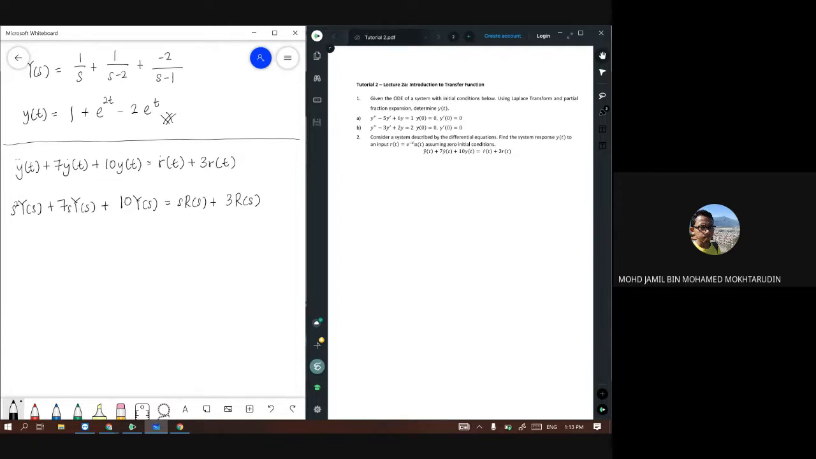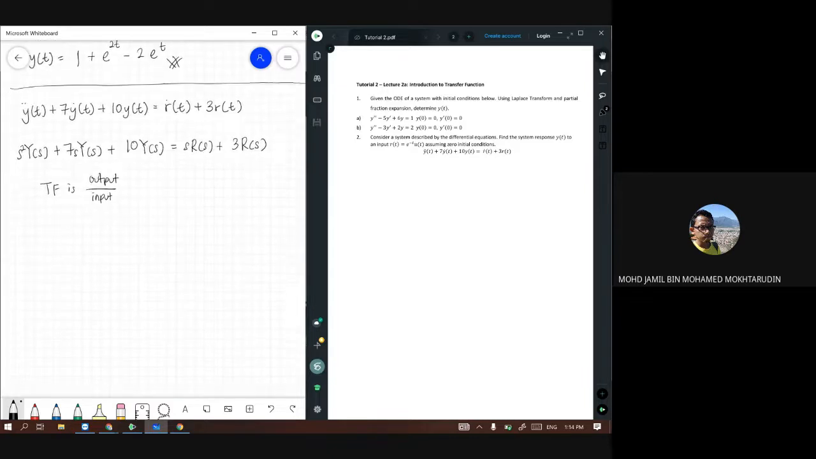So first thing, after that, we need to rearrange them to find the transfer function. The transfer function is output over input. Here the input is R, given in the question, and Y is the output. So we need to rearrange the equation into output over input.